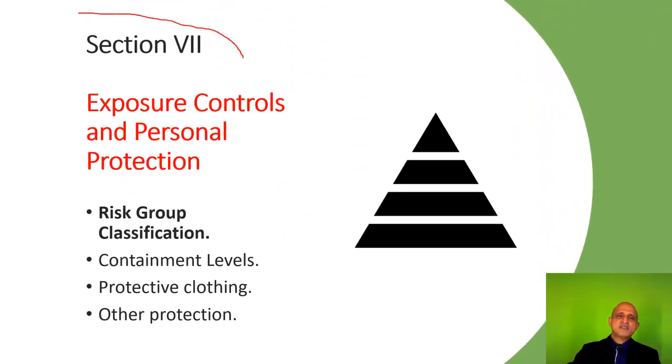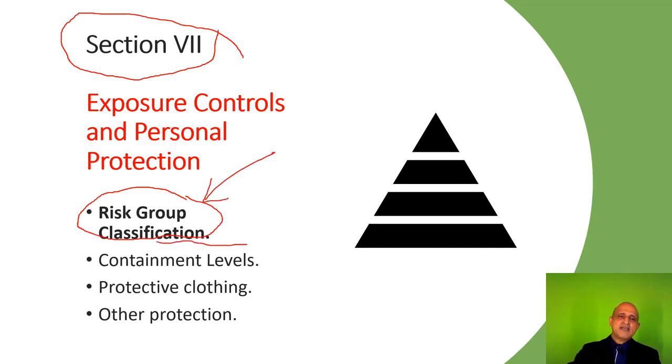Section 7 focuses on exposure controls and personal protection. This is basically where you address risk group, the classification of the biological agents into the 4 risk groups, and the containment levels at your laboratory or your facility. So if you are working with risk group 3 and above, you need to have the appropriate BSL facility. I will discuss this when we focus on engineering controls and the overall risk mitigation approach.